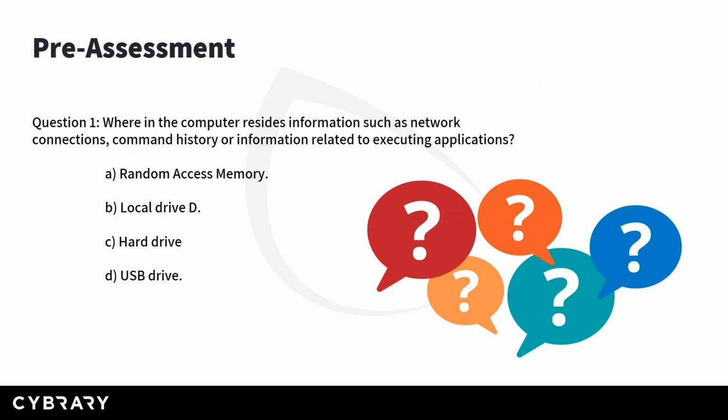Before starting, here's a quick pre-assessment question for you. Where in the computer does information such as network connections, command history, or information related to executing applications reside? Do you think it is A, random access memory, or B, local drive D, or C, hard drive, or maybe D, USB drive? If you say A, you are correct. This information is also known as volatile information and can get lost if the computer gets unplugged.